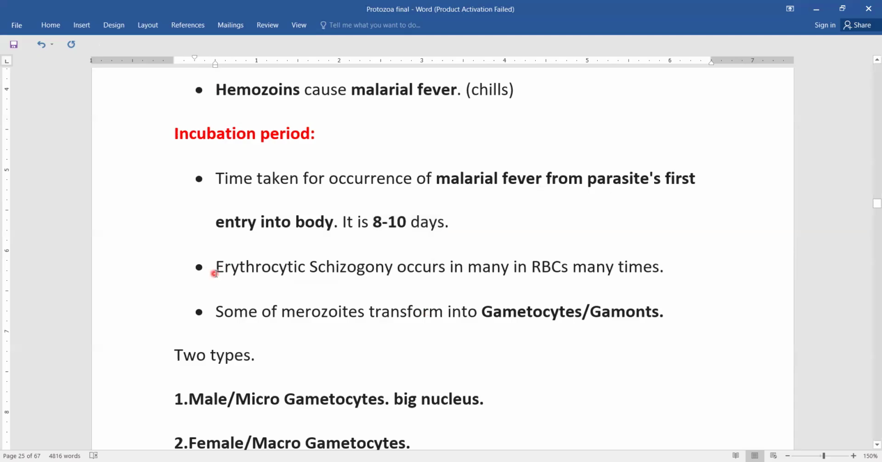So out of all those, erythrocytic schizogony occurs in many RBCs many times. Some of the merozoites transform into gametocytes or gametes.